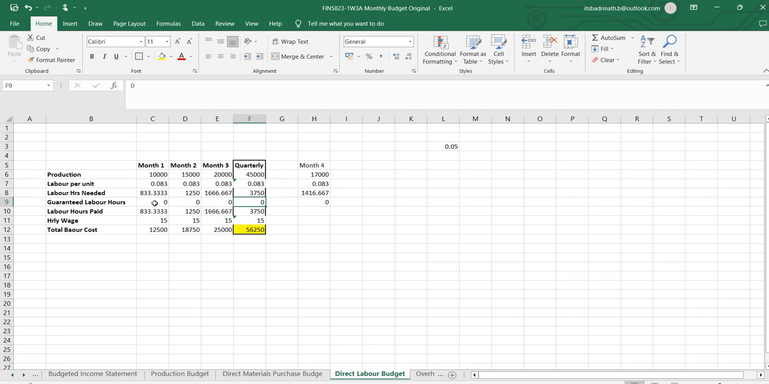Next, these values are all zero. You can remove this column actually. If you remove it then it is fine. Then these two rows you can remove actually. Now, whatever the values we have for labor hours paid, that is given here, and these values are multiplied by 15, and finally we got the total labor cost.